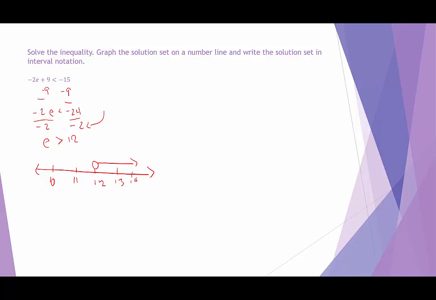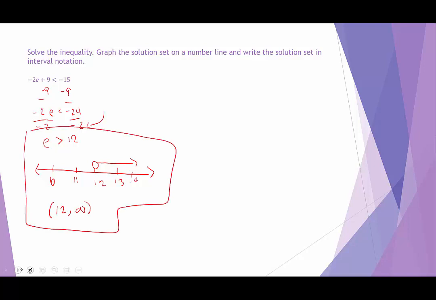In interval notation, since we're talking about numbers bigger than 12, that means that the solutions start at 12. Since 12 is not included, we use a parenthesis, and they go up to infinity, and we close parenthesis. And this would be our final solution for the first example.